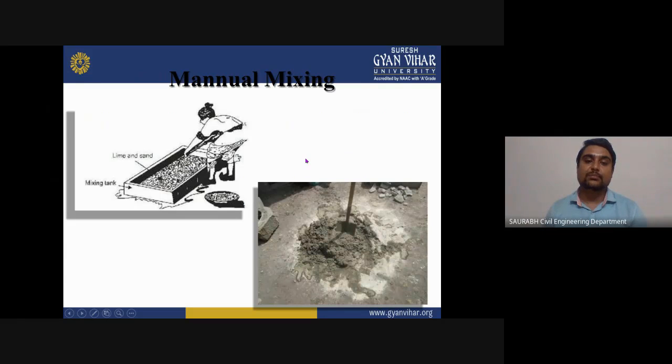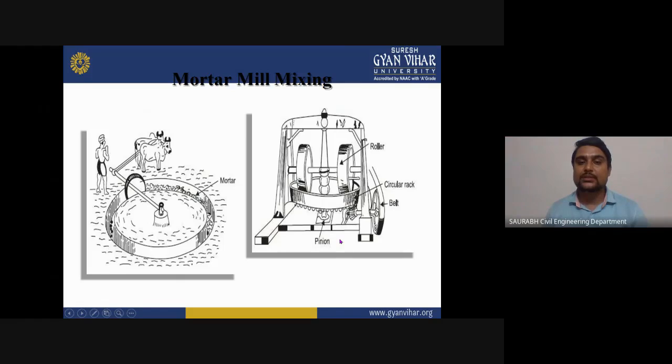As you can see here, this is manual mixing for the preparation of mortar, by which we prepare the cement mortar. Here this man is mixing lime plus sand, and this is your cement mortar, which is also prepared by hand. And there is also the mortar mill mixer, which is used for making a high volume of mortar. This is the old technique by which these types of mortar have been prepared, and now there are automatic machines available which prepare very good quality of mortar very fast, in less time.